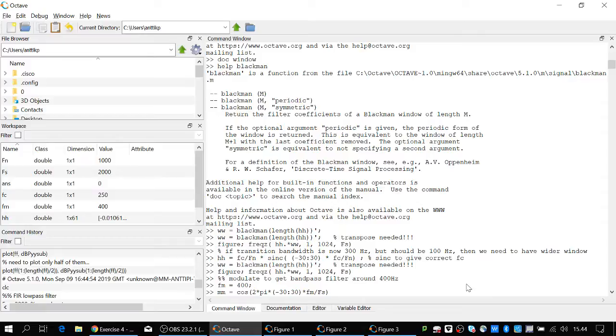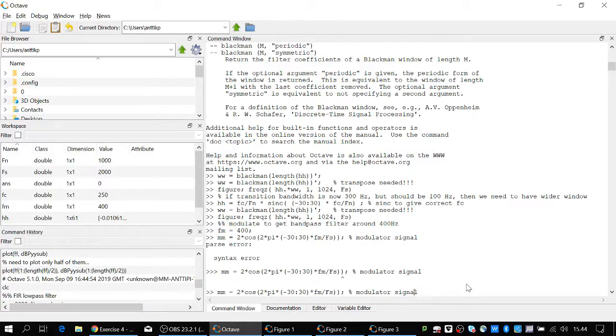Okay. So that's our modulator, but actually I also multiply this one by 2, since when you modulate by cosine, you lose half of the signal. Modulator signal. Okay, so oops, wow, what happened? I have one too many parentheses.